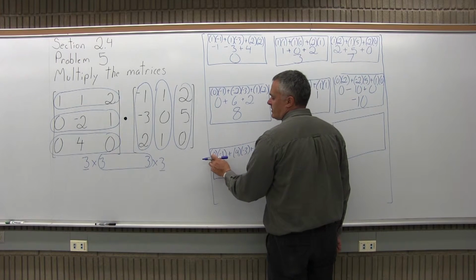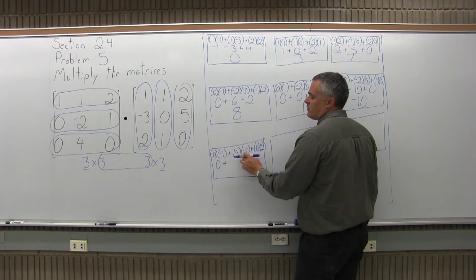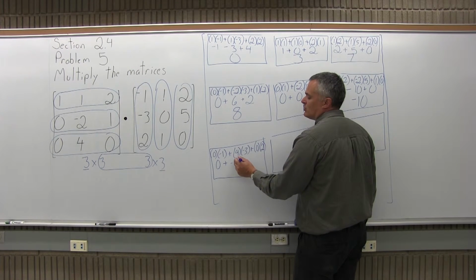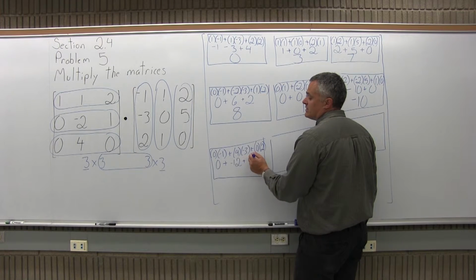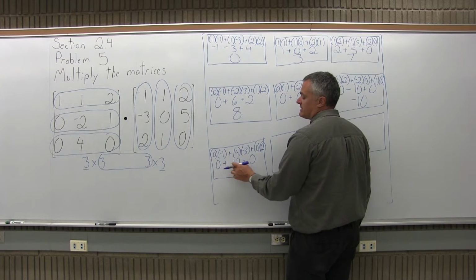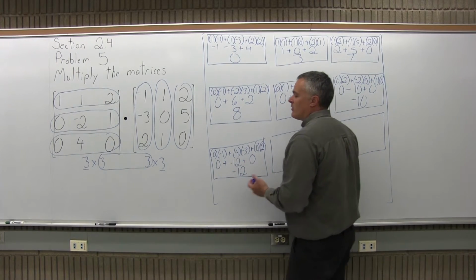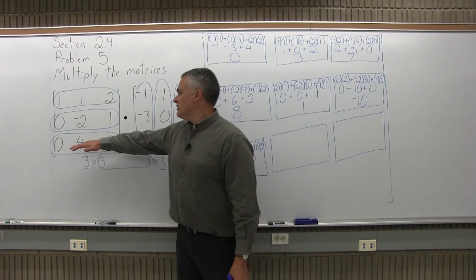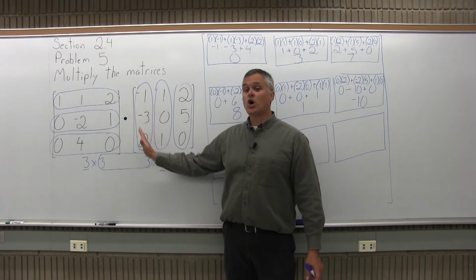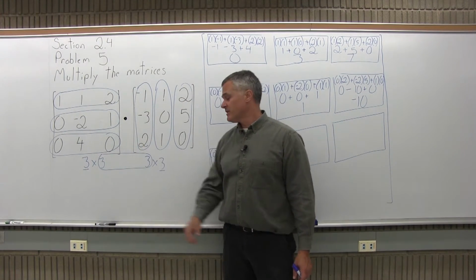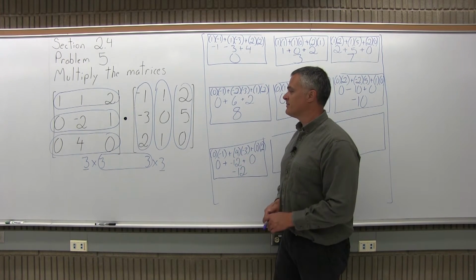And when you do that work, first times first, 0 times negative 1 is 0, plus the middle times the middle, 4 times negative 3 is negative 12, and the last times the last, 0 times 2 is 0. And when you add 0 plus negative 12 plus 0, you get negative 12. And again, notice we multiply the bottom row of the first matrix times the first column of the second matrix, and the result of negative 12 goes in the bottom row and first column of the solution.